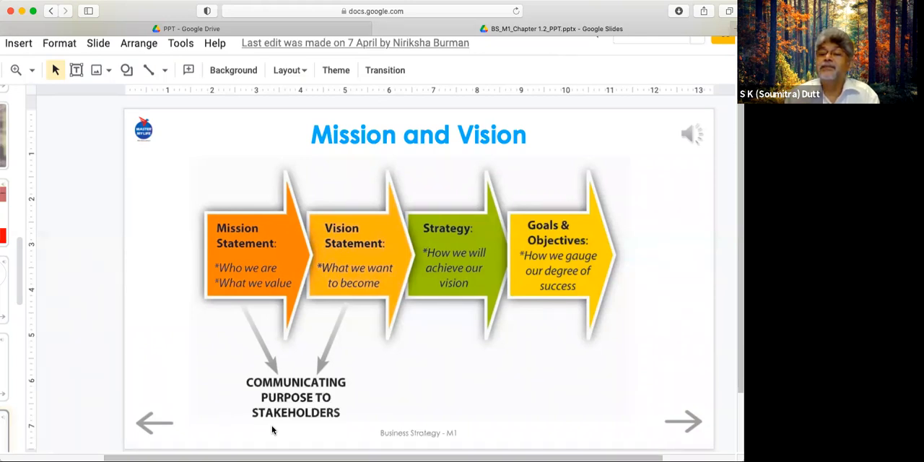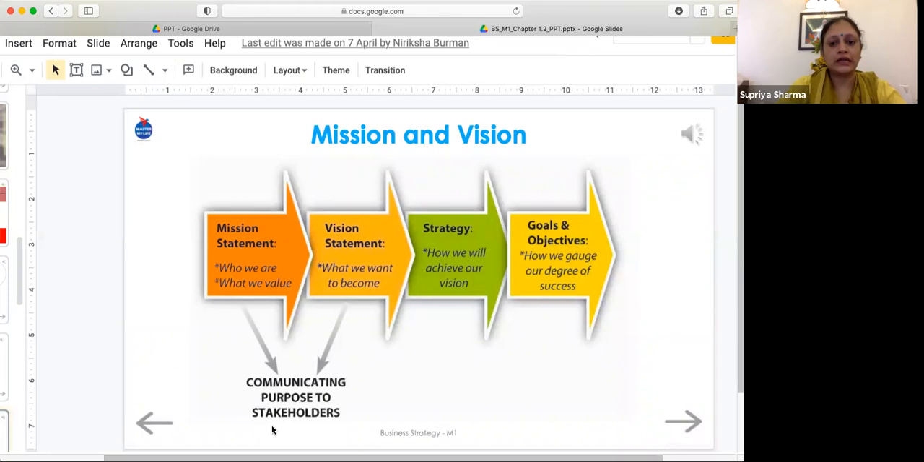Yes, yes. And very rightly, as you said, it has to be woven into the culture of the organization.